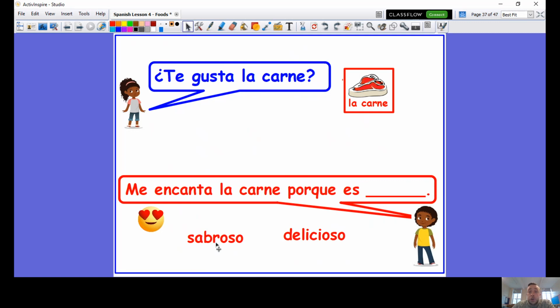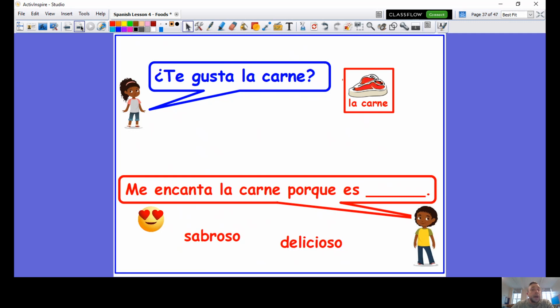¿Te gusta la carne? Me encanta la carne porque es. And I think you've got 2 words to choose from. You could say, me encanta la carne porque es sabroso. I love meat because it's tasty. Or you could also say, me encanta la carne porque es delicioso. I love meat because it's delicious. And that's what you have to do. The next one you will do alone. Don't forget to write the word that you want on your paper. You'll have to look back at the writing you did earlier to remind yourself of your spelling.